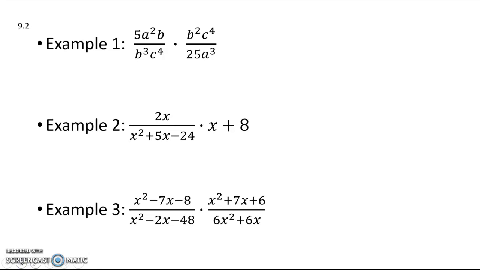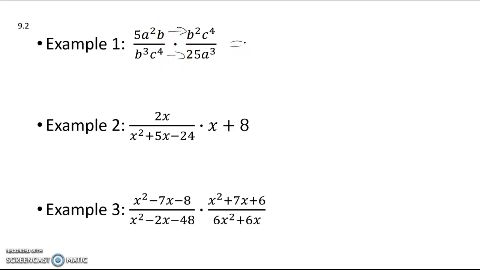Okay, so for these first couple examples, I've got example 1. I've got 5a squared b over b cubed c to the fourth, and over here I've got b squared c to the fourth over 25a cubed on the bottom. The first thing I always look for is factoring, which is usually an addition or subtraction sign. I don't see any addition or subtraction in this rational expression, so I can't factor anything. So all I need to do is multiply across the tops and bottoms.